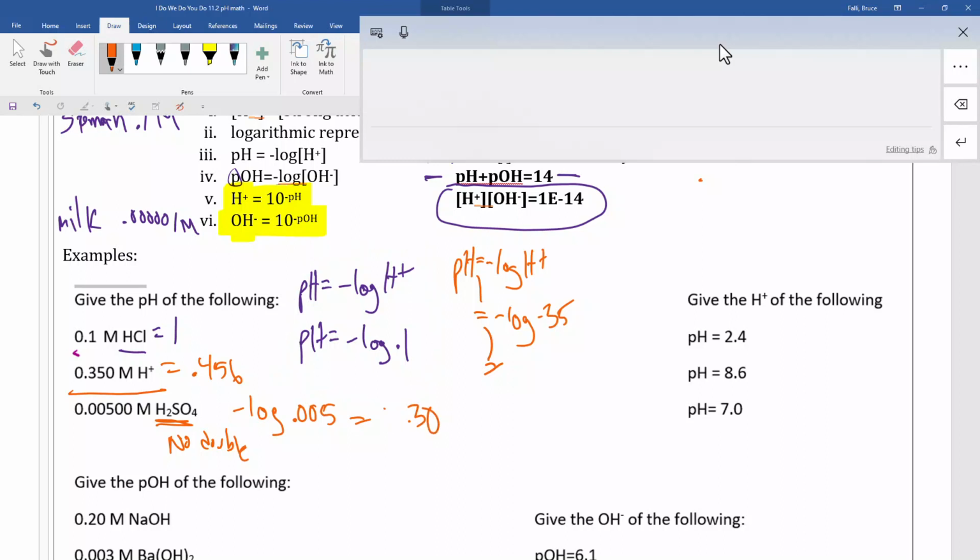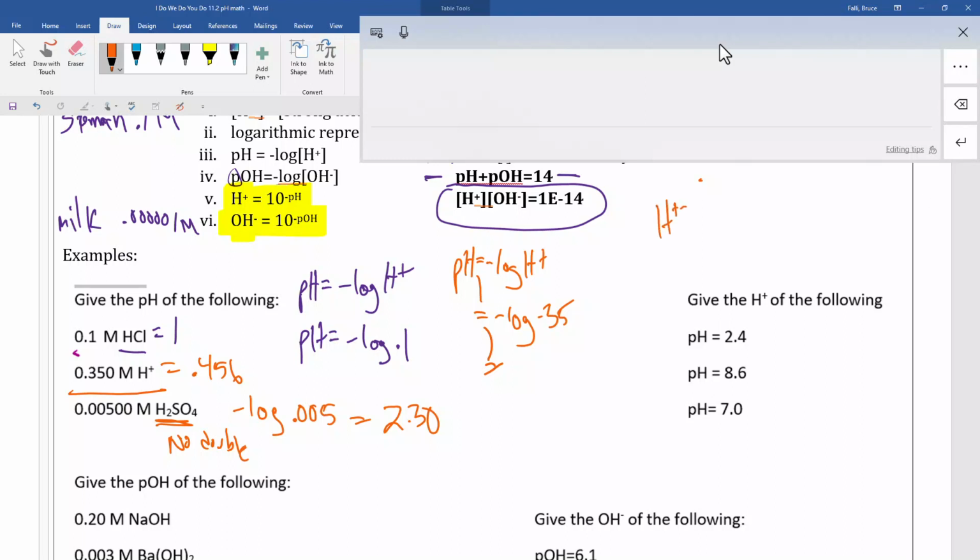So that's not too bad. It's just basically throwing numbers in your calculator, getting comfortable with finding them. Now, some people in here are not doing these at home. And if you're not doing them at home, that means you don't know how to find the log button on your calculator. Okay.